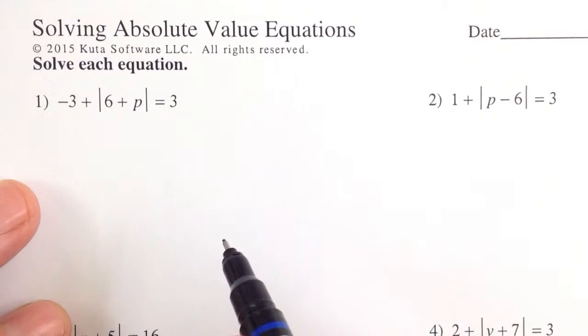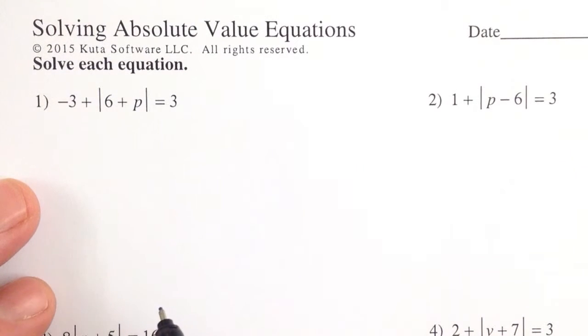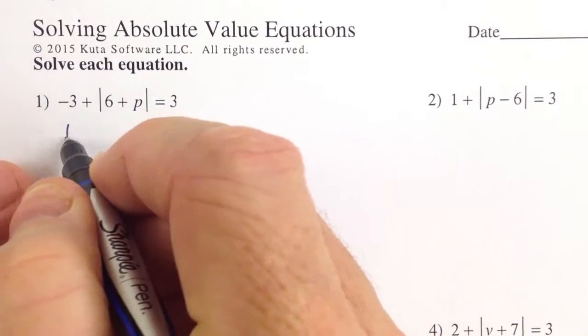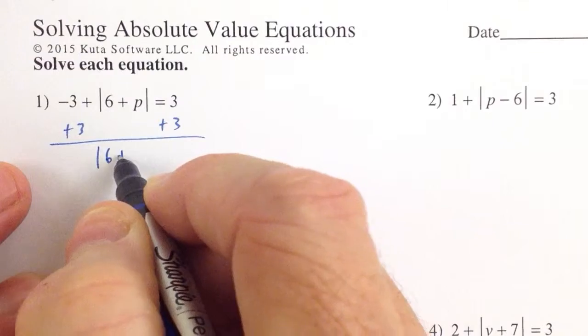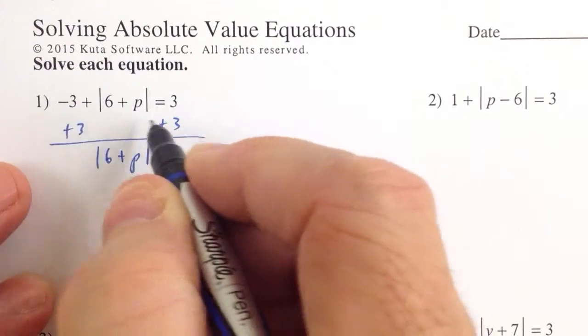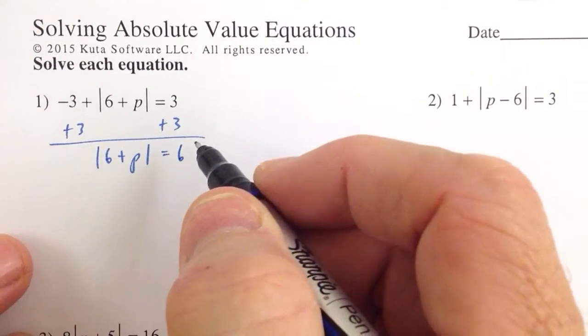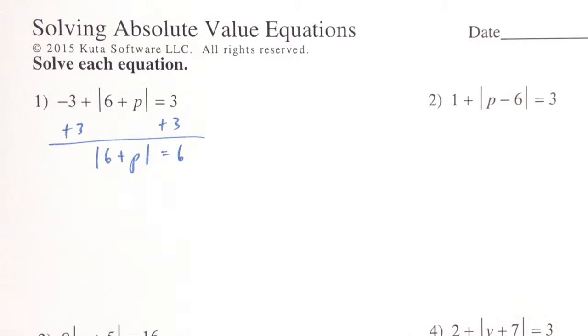The most important thing that we can do when we have to solve absolute value equations is to get the absolute value bars by themselves. So that's what you want to think about first. To do that, we're going to add 3 to both sides, and we get the absolute value of 6 plus p is equal to 6.